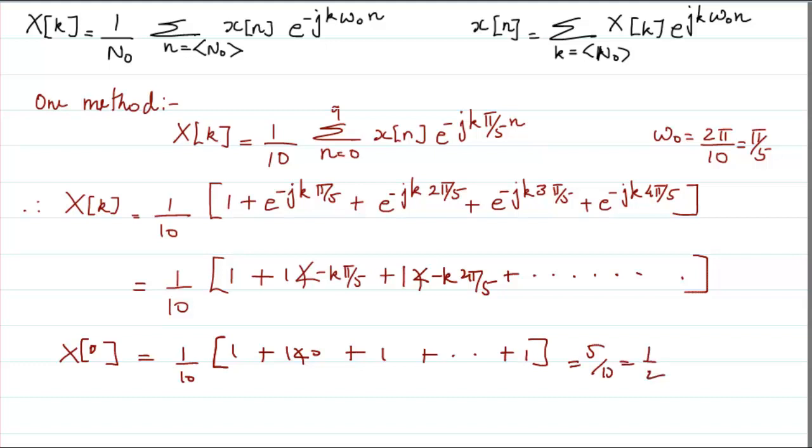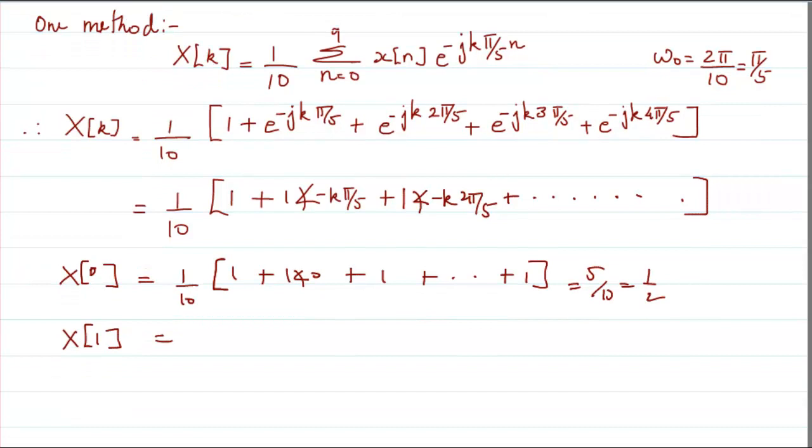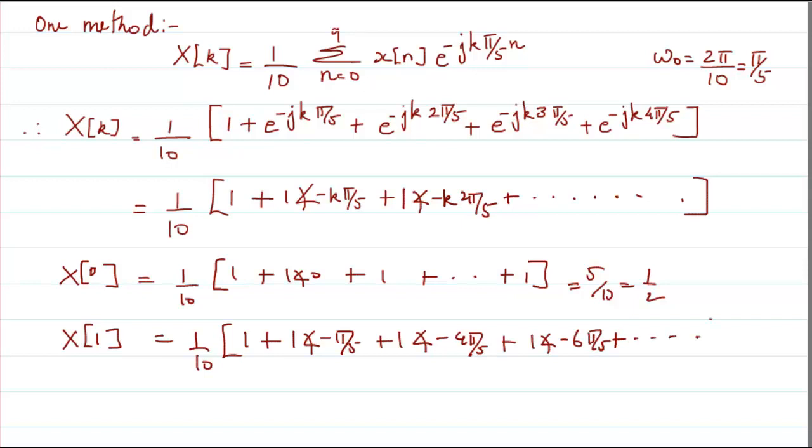Next, again using the calculator, if you want to find x of 1, then we will take again 1 by 10, and for k is equal to 1 we will find 1 plus 1 angle minus pi by 5, plus 1 angle minus 2 into pi by 5, which is 2 pi by 5, plus next is 1 angle minus 3 into pi by 5, which is minus 3 pi by 5, like that for all the values.